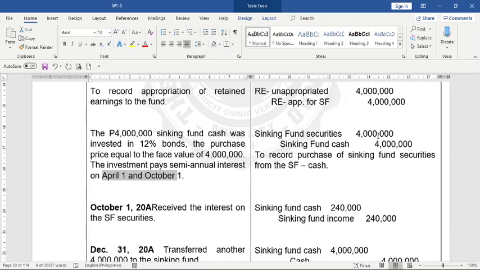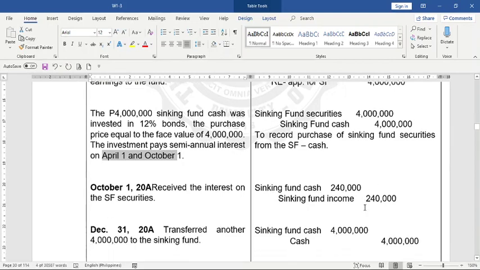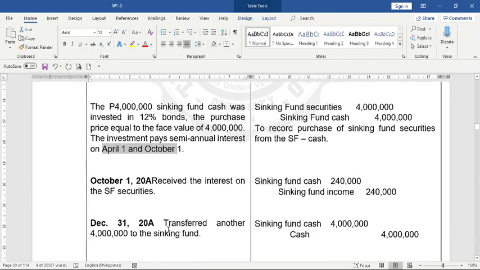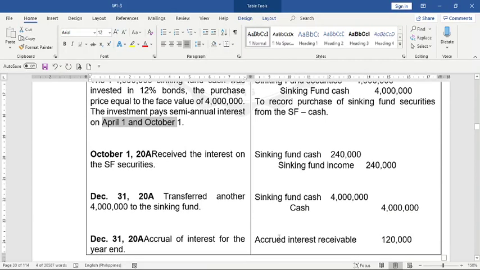4 million times 0.12. So, that is for semi-annual, divided by 2. Okay? 240. Kasi 12% ang interest pero semi-annual interest. So, divide muna ng 6/12 or divide it into 2. So, sinking fund cash, 240, sinking fund income. And then, December 31, nag-transfer ulit ng another cash sa sinking fund. Sinking fund cash and cash, 4 million.